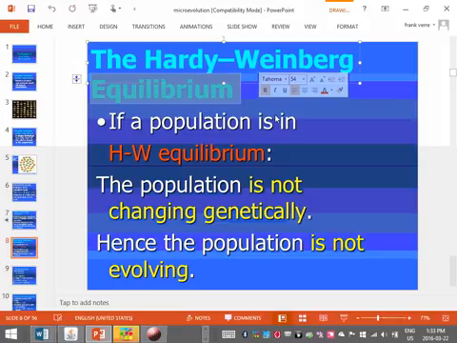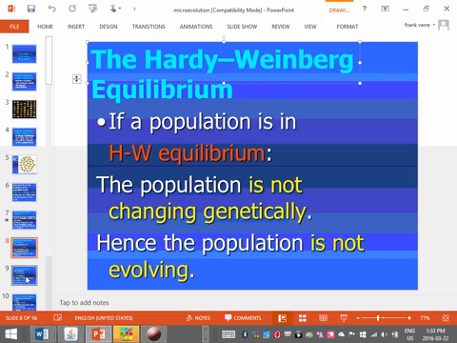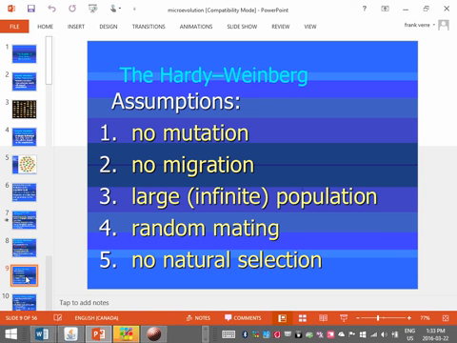That's usually when the change is what? Yeah, bad. Okay? When the change is bad, it will discourage that. And we'll talk about that later on in this unit. Okay, so we're going to start with some assumptions though, okay?